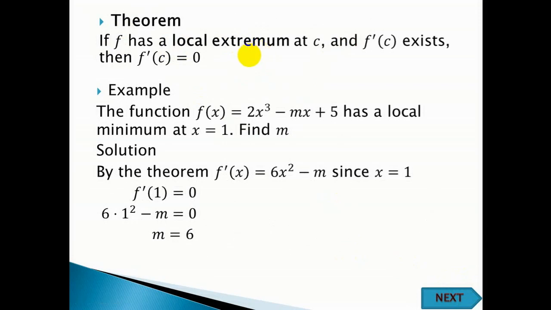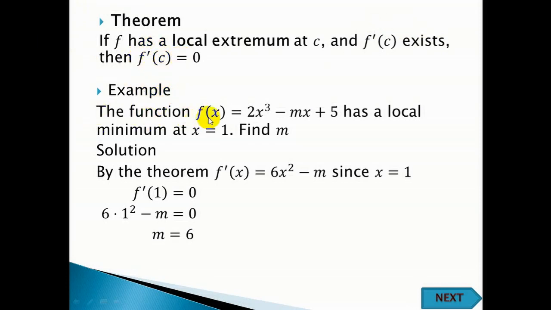An extremum of a function is either the maximum or minimum value of the function. So if the question just asks for the local extremum, you need to find the derivative. After that, you make a sign chart. The theorem says that if f has a local extremum at c, then the first derivative of c is equal to 0.